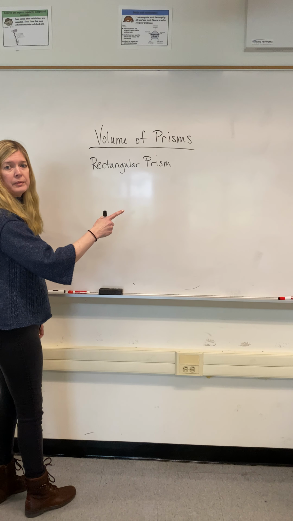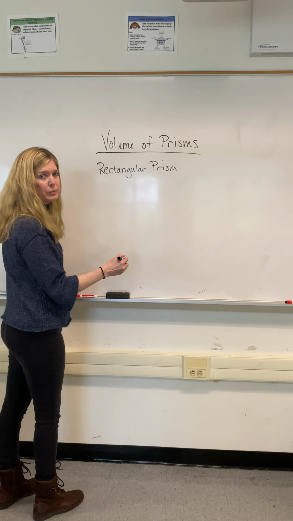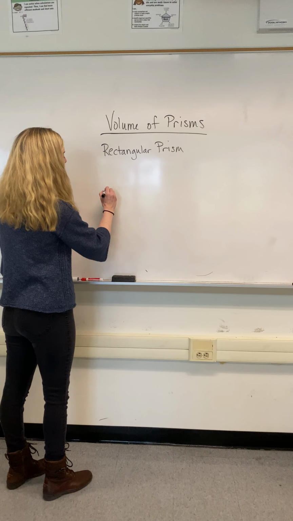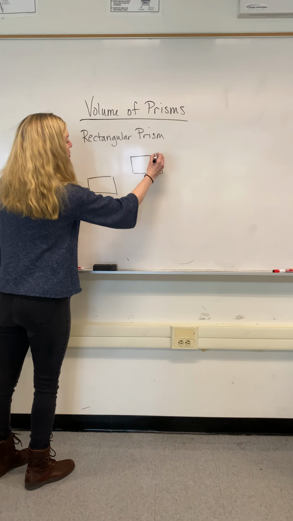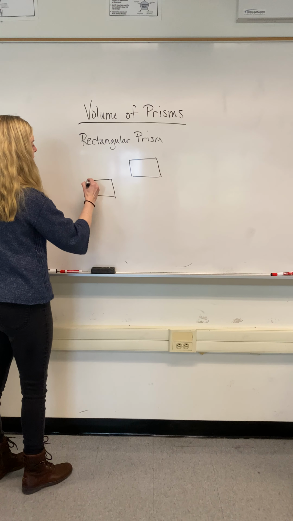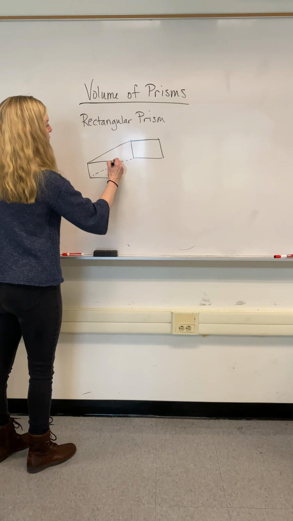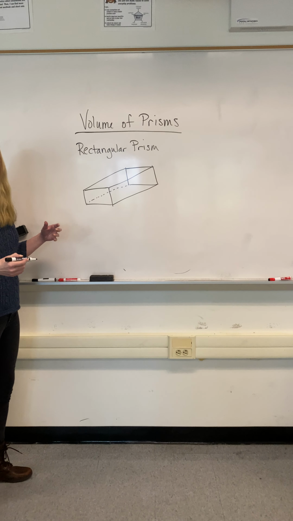Today I'm going to teach you volume of prisms. We're just going to start with a rectangular prism. The reason why it's called a rectangular prism is because the bases are rectangles. So if you draw two rectangles, try to make them the same size, and then connect the corners, what you do is you have a three-dimensional figure, and it's called a rectangular prism.